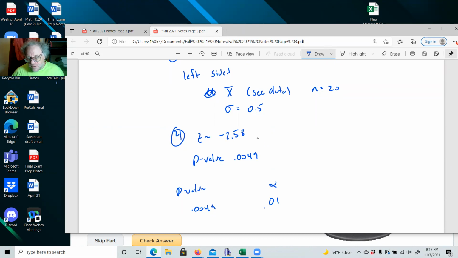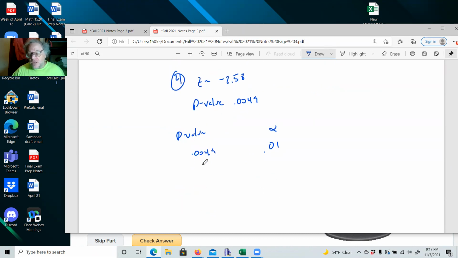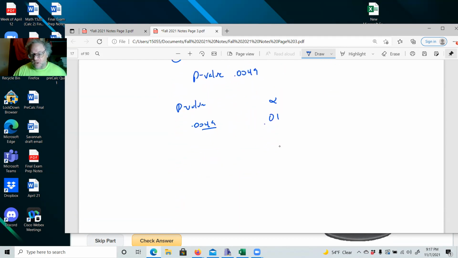Which one of these is bigger? Alpha is bigger. Okay. So by random chance, we expected that you could have gotten an average GPA this low 0.01. This is worse. So we're not going to say, oh, this is random chance. We're going to say, well, these 20 business students have a lower GPA than the college in general. Again, I don't know what the reasons are. I don't know anything else other than what they told me.